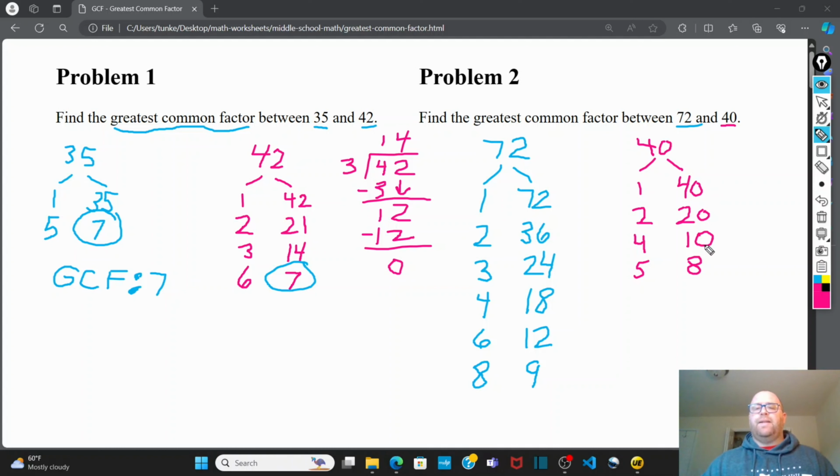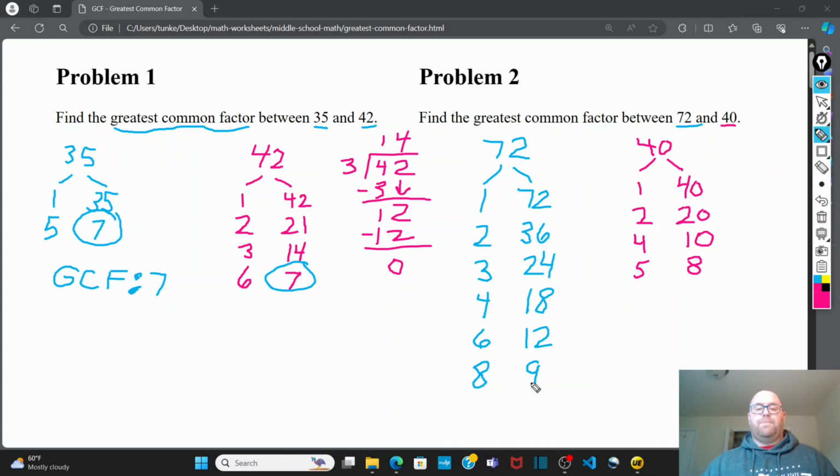And we're looking here. Basically, the greatest factor we have here is 40. We can't multiply anything by 40 to get 72. Second biggest factor here is 20. We can't multiply anything by 20 to get 72. Next biggest factor is 10. We still can't multiply anything by 10 to get 72.